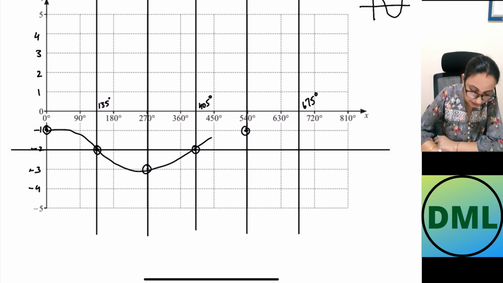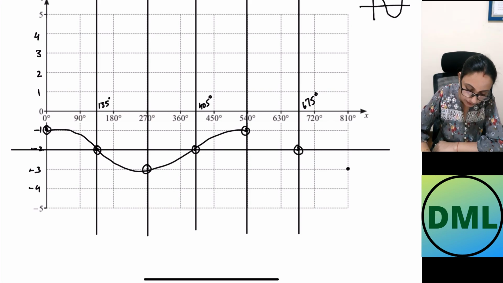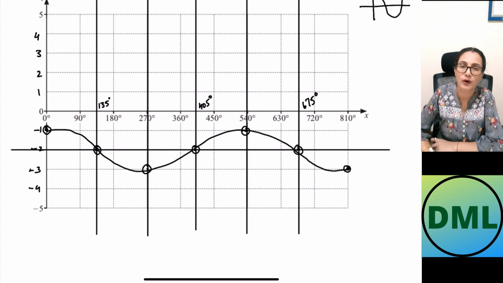So this will be our graph. I need to continue plotting this till 810 degree. So again at 540 degree, it will start from 1. At 675 degree, it will again touch the axis here. At 810 degree, it will again go down to the amplitude at -3. Let's plot it. This is our cos graph.